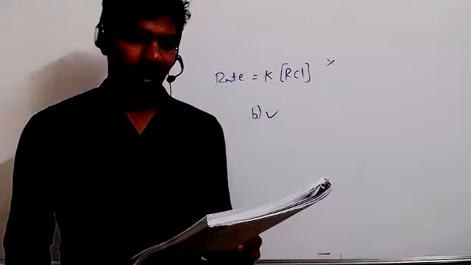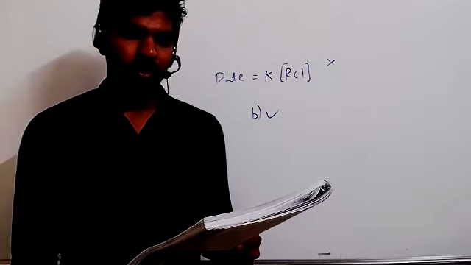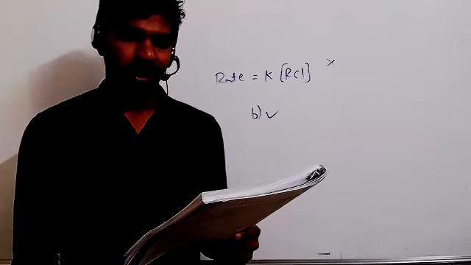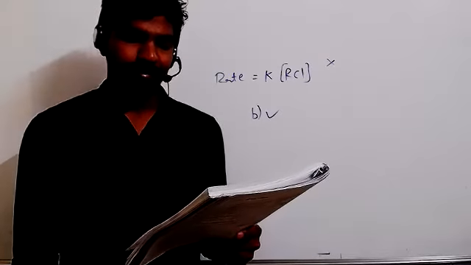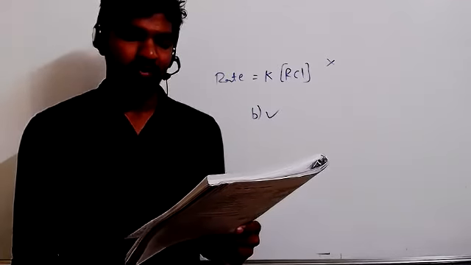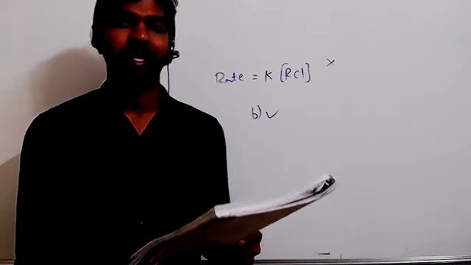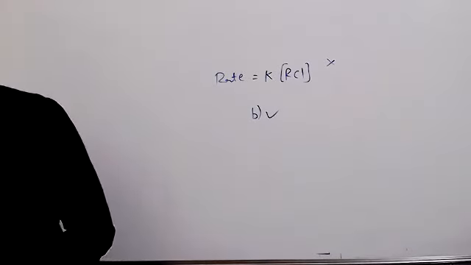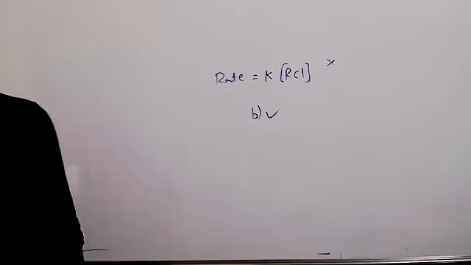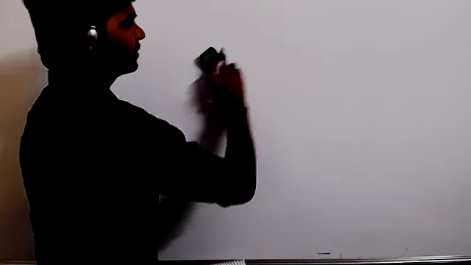Next, 35. Sucrose decomposes in acid solution into glucose and fructose according to the first order rate law with t-half equal to 3 hours. What fraction of a sample of sucrose remains after 8 hours? So after 8 hours, how much fraction of reactant is left? The given clue is that it is first order kinetics.